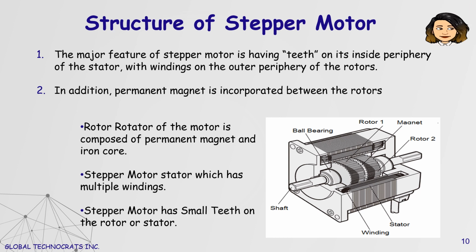Structure of stepper motor. The major feature of a stepper motor is having teeth on the inside periphery of the stator, with windings on the outer periphery of the rotor. In addition, a permanent magnet is incorporated between the rotors. The rotor of the motor is composed of permanent magnet and iron core. The stepper motor stator has multiple windings. A stepper motor has small teeth on the rotor or stator.